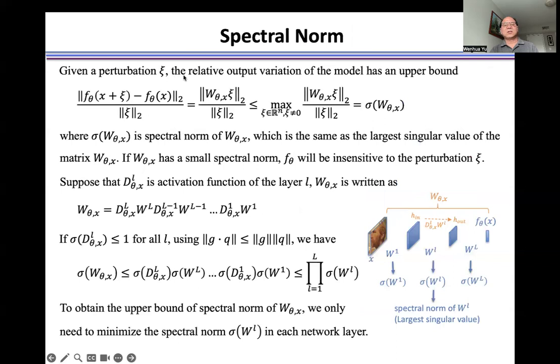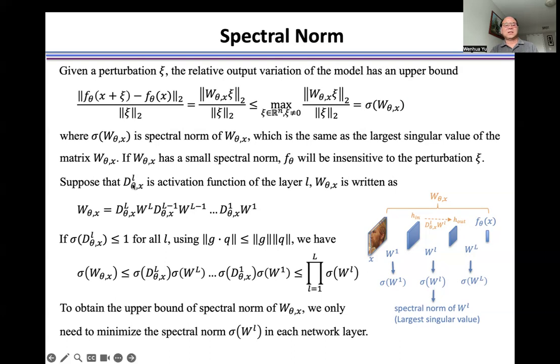Given a perturbation c, the relative output variation of the model has an upper bound. For example, this difference f(x + c) minus f(x) is smaller than this sigma, where sigma is the spectral norm of matrix W, which is the same as the largest singular value of the matrix W. If W has a small spectral norm, f will be insensitive to the perturbation c.